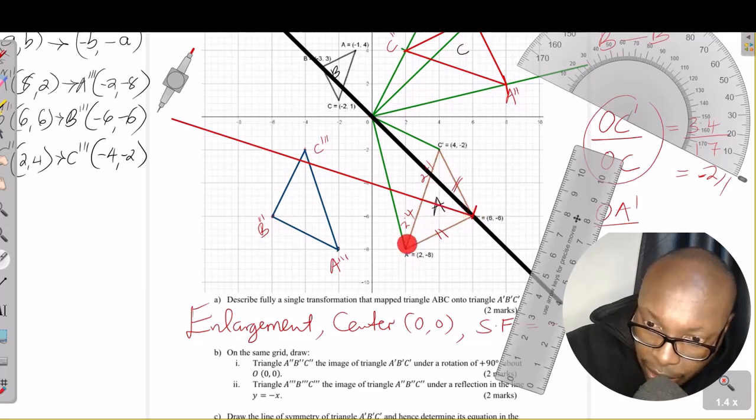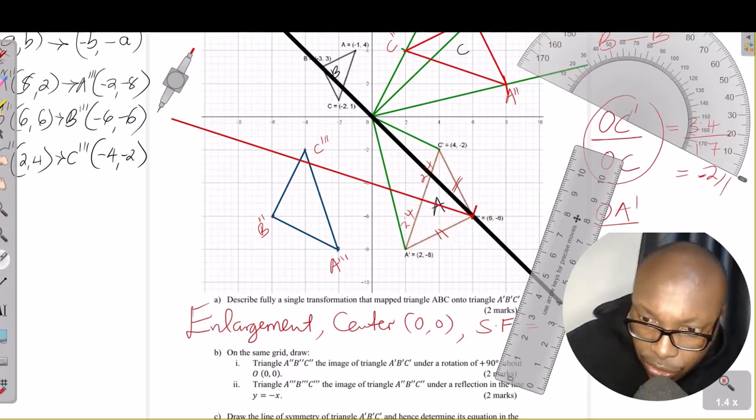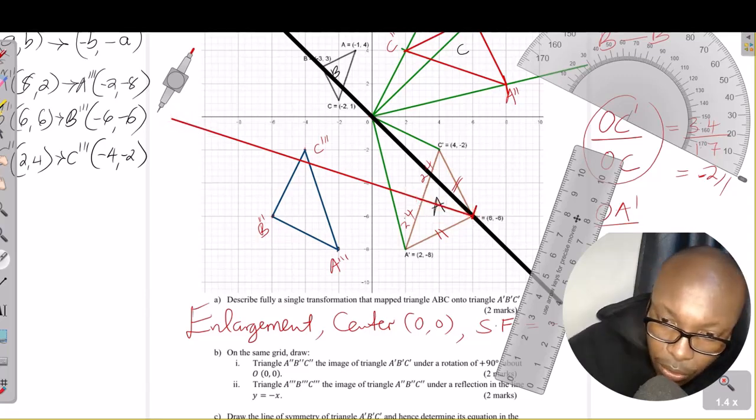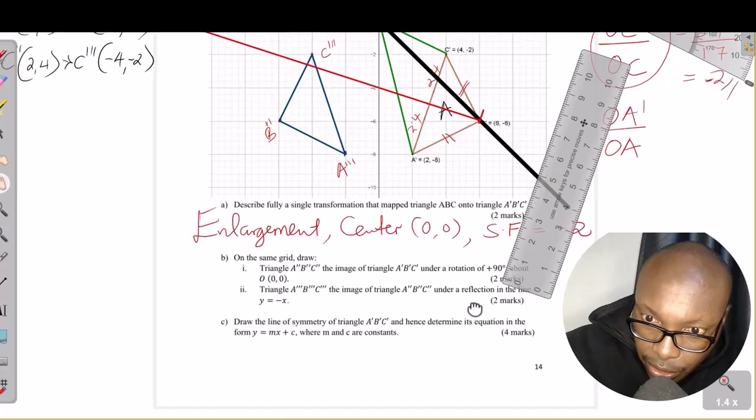So I've just taken the midpoint of this line, A prime, C prime, because this side and this side are equal, and it is an isosceles triangle. So that is the line. This is the line of symmetry. Now what we require is the equation. We actually need to get the equation of that line.